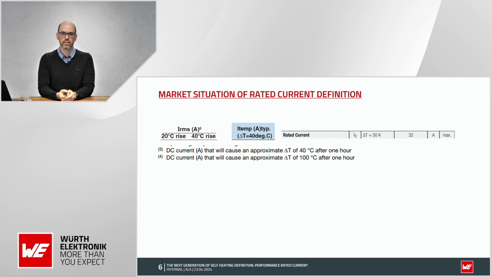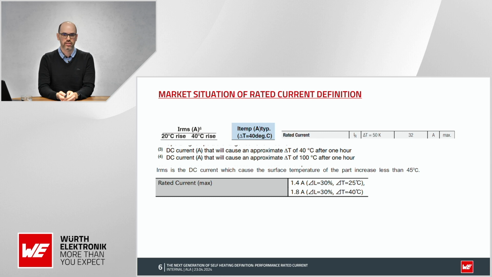Another example is that we have again two temperature rises, 40 degrees C and 100 degrees C, but this time in combination with the time, so after 1 hour. So the time is mentioned here first. And also what is mentioned here is that the temperature is measured on the surface. So the surface temperature is 45 degrees C.